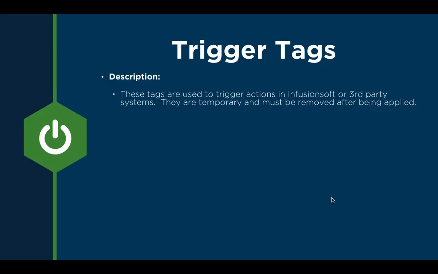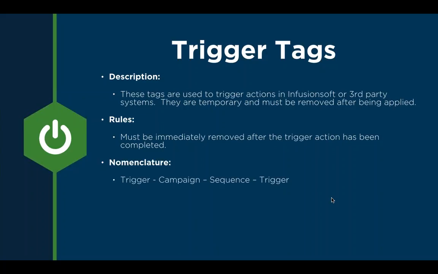So trigger tags are used only to achieve goals in Infusionsoft. Trigger tags are temporary. Why are they temporary? Why must they immediately be removed after the goal has been achieved? That's because if you want to achieve that goal again, if you apply the tag again and it's already been on there, then it won't apply again and the goal won't be achieved. So anytime you apply a trigger tag, it should immediately achieve a goal. The following step should be immediately to remove that tag.